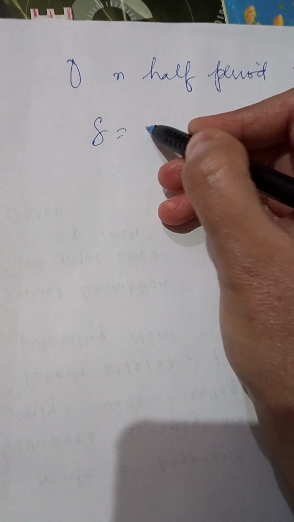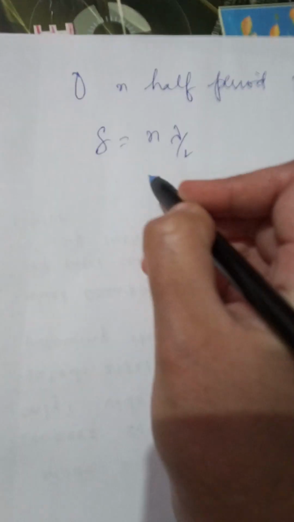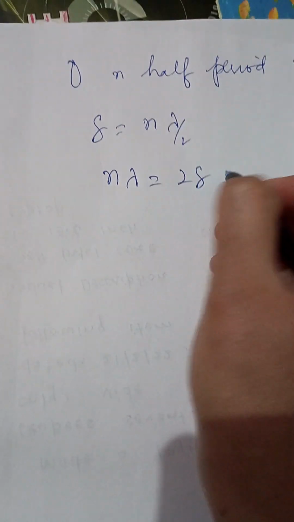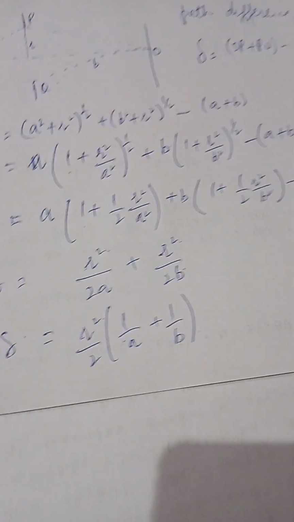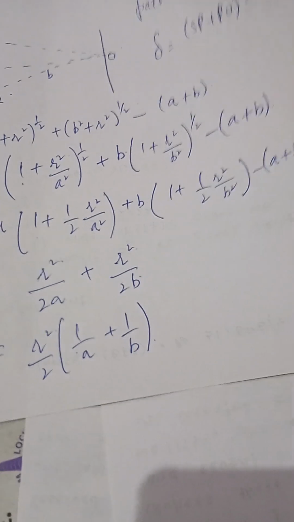This path difference will actually be how much? Equal to n lambda by 2, half period zones, n times. So we can write that n lambda is equal to 2 delta. So you can put this value here in this equation, 2 delta. So you can also rewrite this equation.